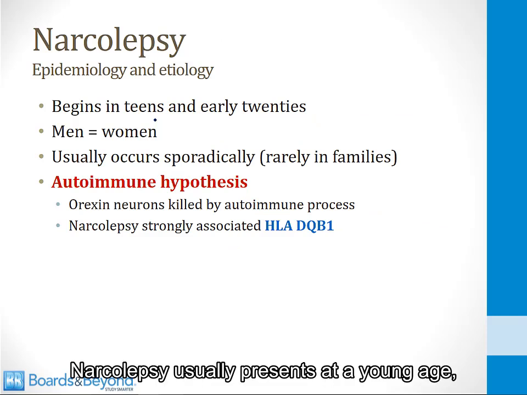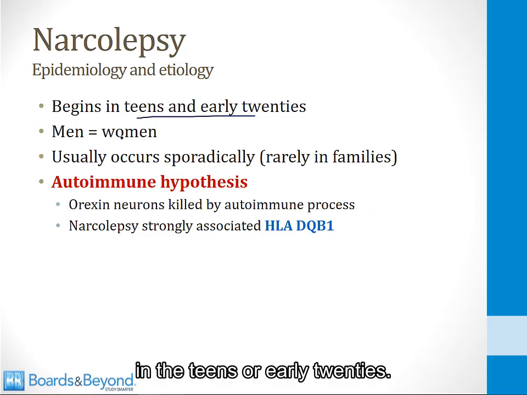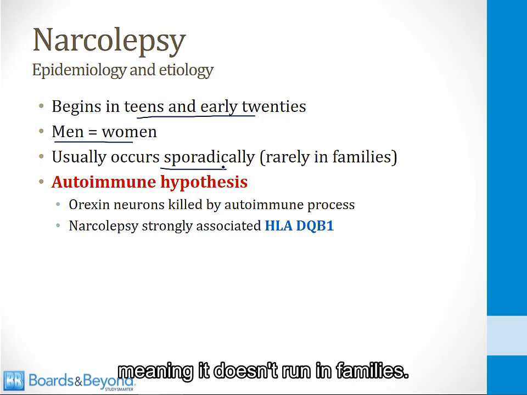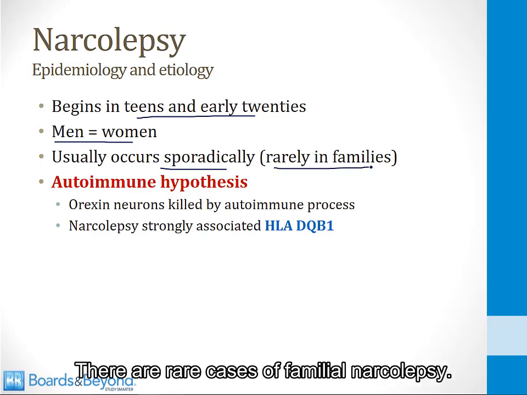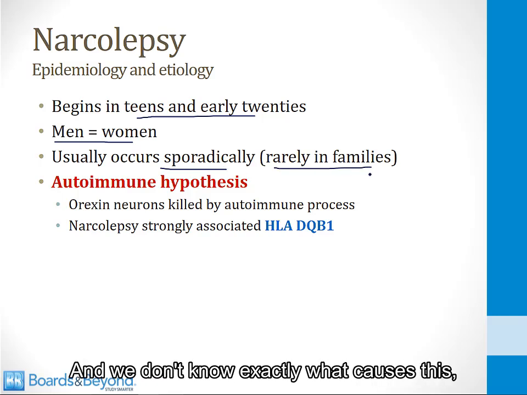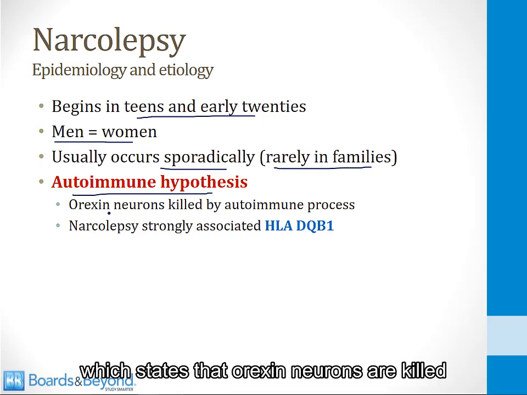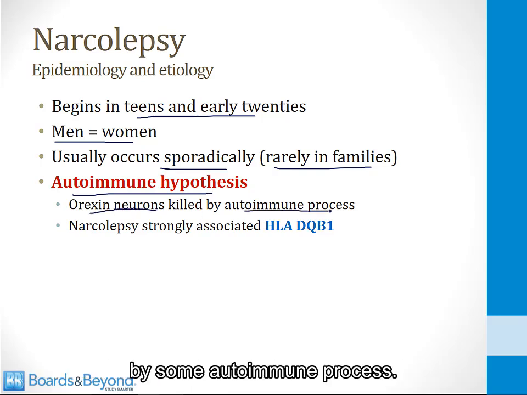Narcolepsy usually presents at a young age in the teens or early 20s. It occurs in men just as much as in women, and it's usually sporadic, meaning it doesn't run in families. There are rare cases of familial narcolepsy. And we don't know exactly what causes this, but there is what's called the autoimmune hypothesis, which states that orexin neurons are killed by some autoimmune process.